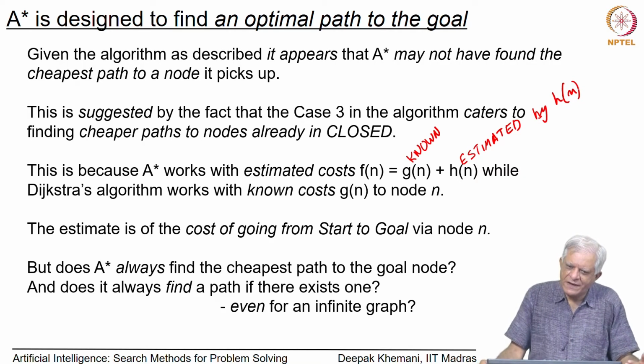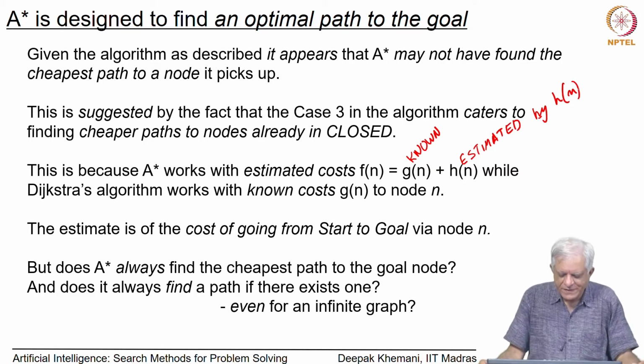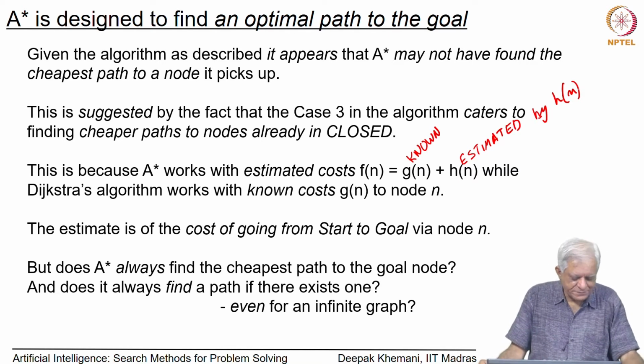So, the question we are asking here is: does A star display a similar behavior, that if there is a path to the goal even for an infinite graph, it finds that path to the goal? And the answer clearly is yes, as we will show shortly. Not only does it find a path to the goal, it always finds the optimal path to the goal, but there are some, as they say, conditions attached.